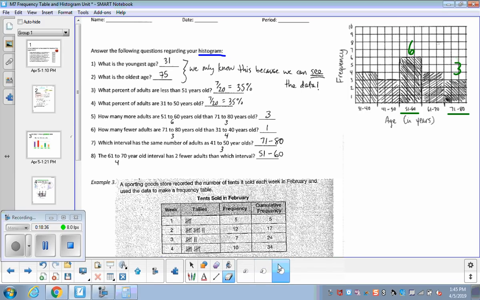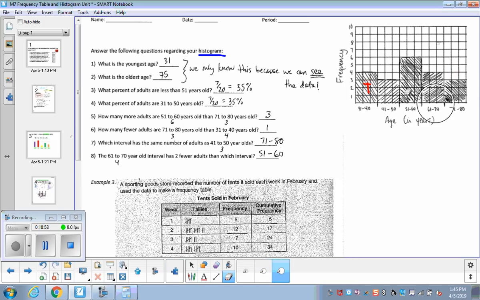All right, now let's just erase that. Now we're on question 6. For question 6, so how many fewer adults are in the 71 to 80 category? So 71 to 80, that's the 3. And 31 to 40 is the 4. So there's just a difference of 1. Okay?